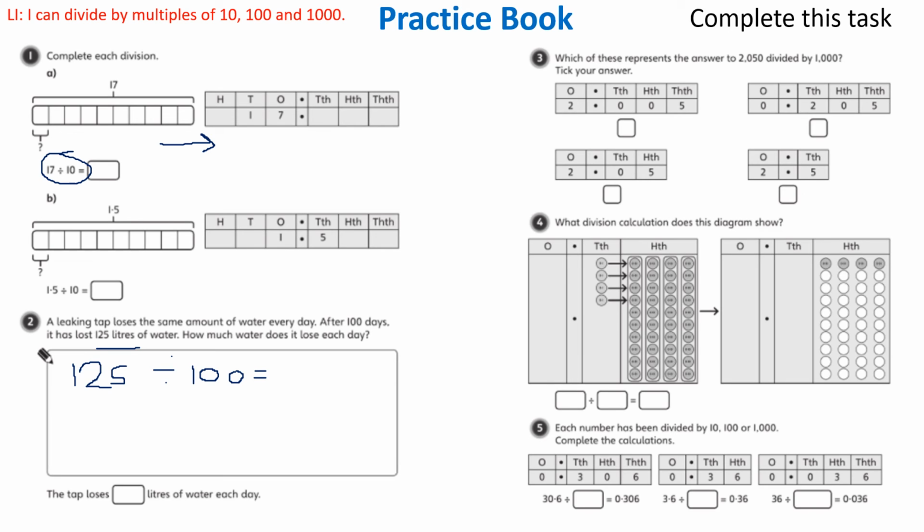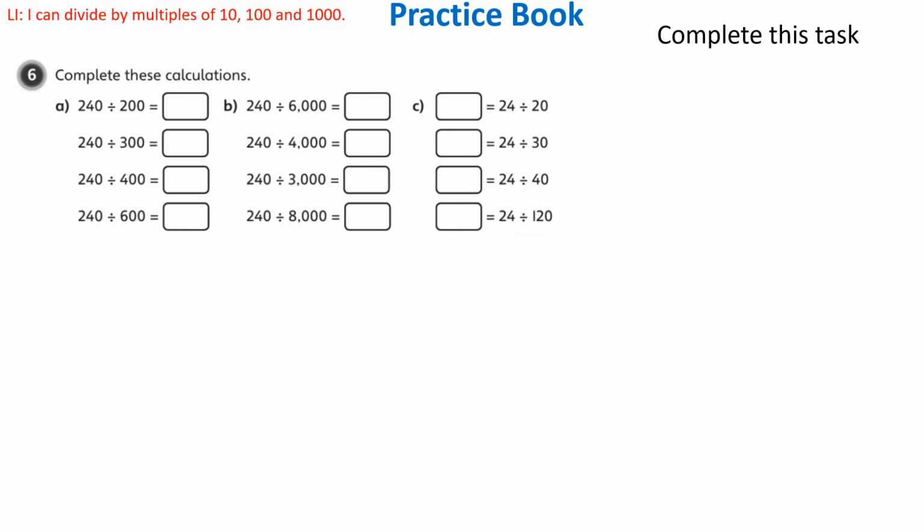Now question 4, I'd like you to think back to Rena's calculation on the previous page. Which division calculation does this diagram show? Now remember they are converting the 10 tenths into 100ths and then they're dividing by something. Can you work out if it's divided by 10, 100 or 1,000? And then question 5. Each number has been divided by 10, 100 or 1,000 and you need to complete calculations. And then question 6. Complete these calculations.